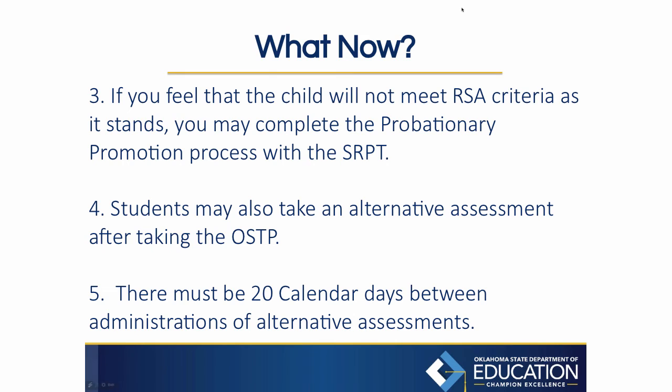That's right, because students that are probationarily promoted or meet a good cause exemption will have to continue on a plan of remediation. And so you don't want to have to keep up with that paperwork if they have met that criteria. But by the same token, if you decide as a team to retain a student and you do the paperwork for that, and then they meet RSA criteria, you need to rescind that paperwork also.